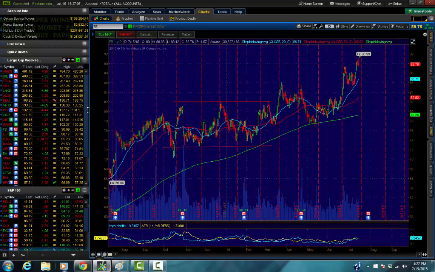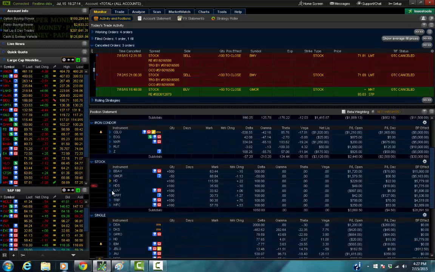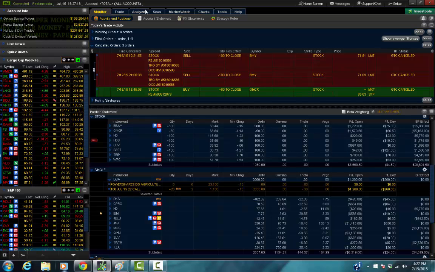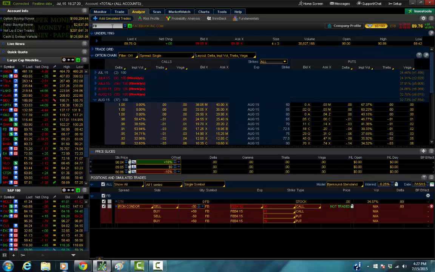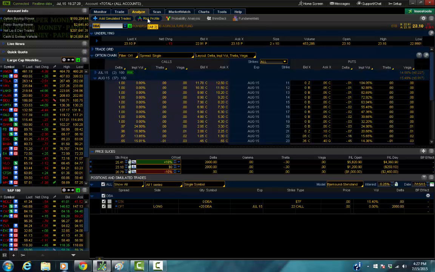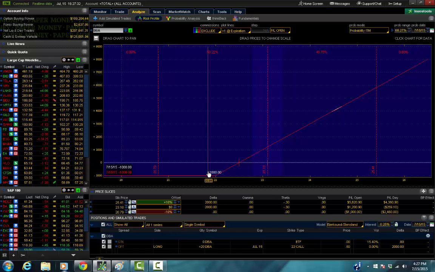If you don't know what a risk graph is, basically it's a picture. Let me find an option trade that I'm in. Let's take a real basic one, like a single DBA. We've got call options on. So it's a picture of what is happening with the company that you're looking at. You can use risk graphs before you get into a trade by simulating the position, or after you've been in a trade by looking at it after the fact.